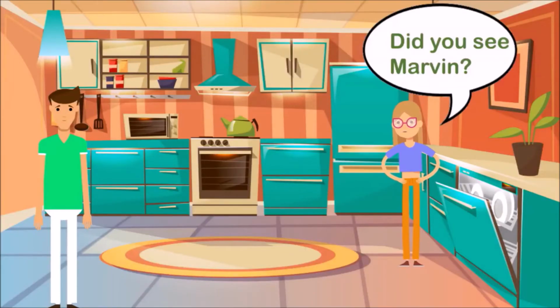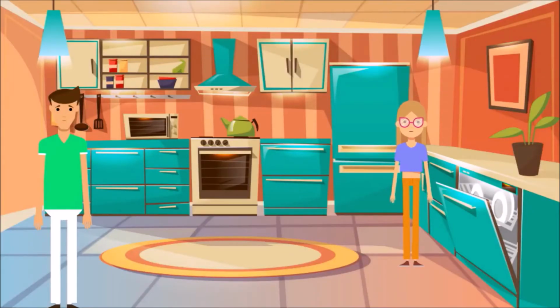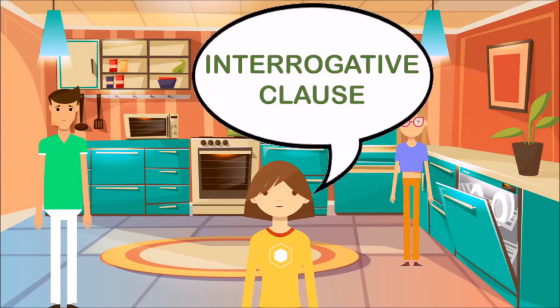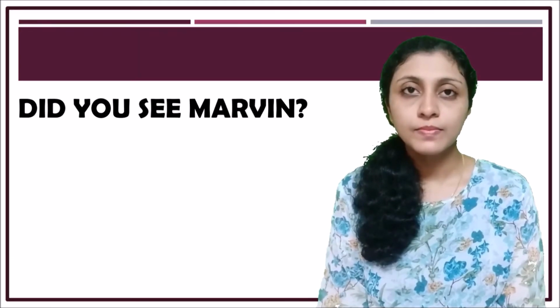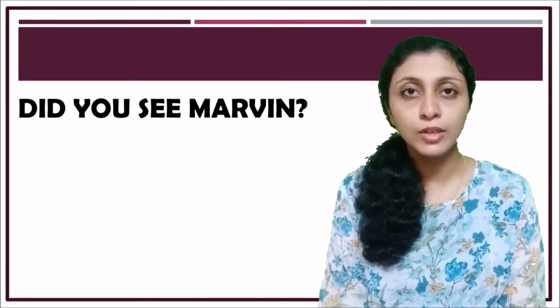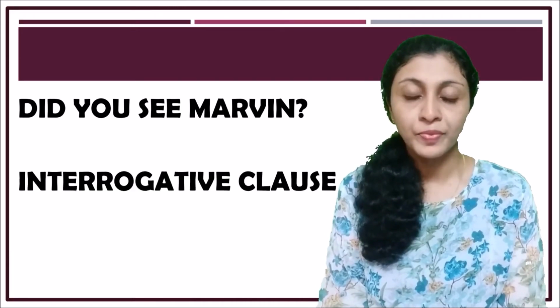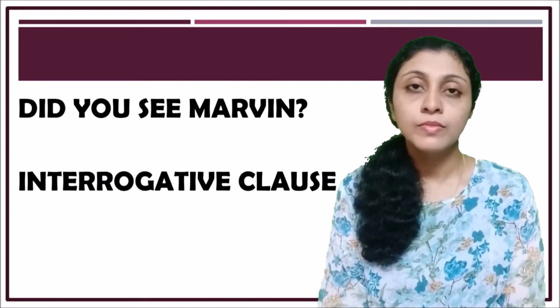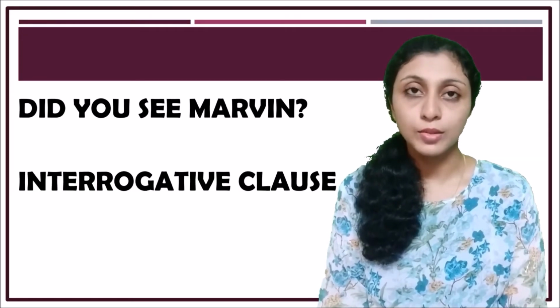Did you see Marvin? Interrogative clause. Did you see Marvin? Now, this is an example of a clause in the interrogative form. We've got the subject you, see is a verb and Marvin is the object.